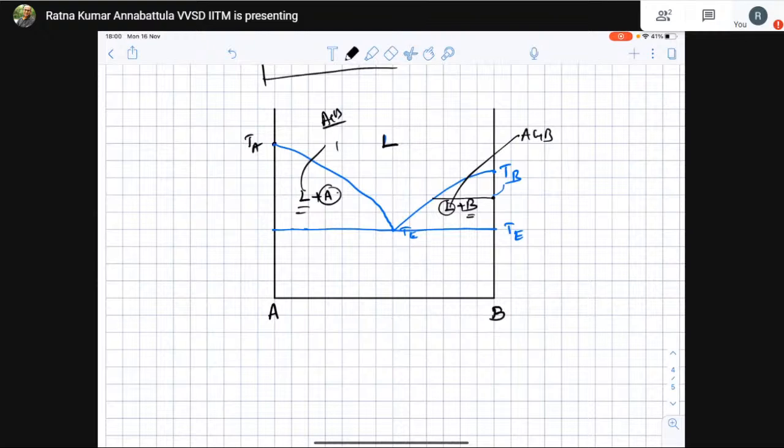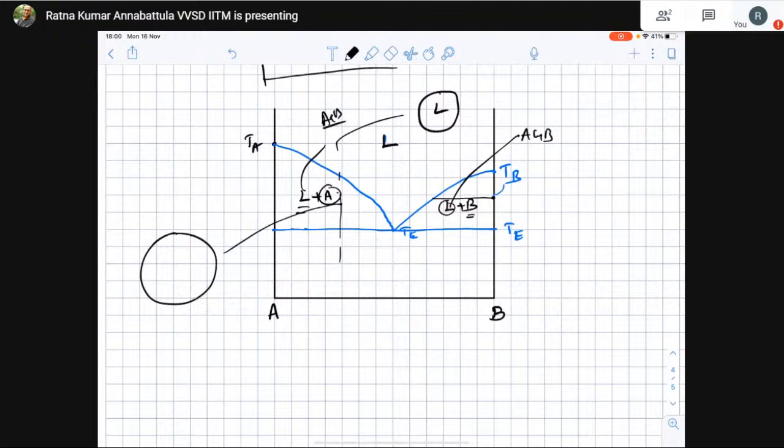So if you are cooling it down, initially you will have liquid, and somewhere here you will have liquid and some A, and everything else is liquid. When I say liquid, this liquid is a liquid solution of A and B. Okay, that's how it is. I hope Sarthak, I have answered your question. If not, please let me know. Okay.